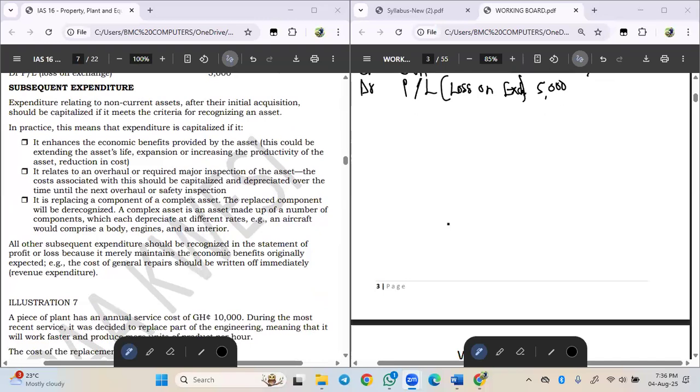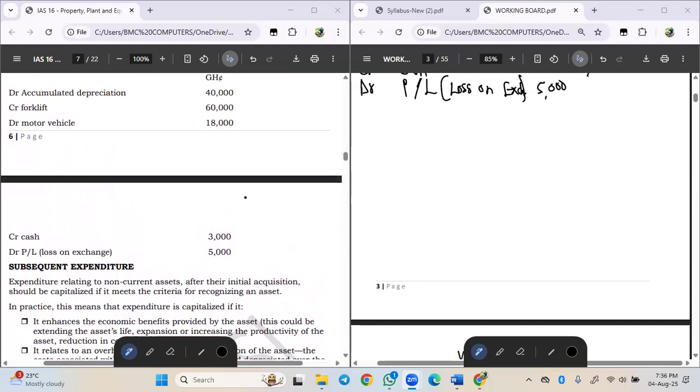Okay, so let's move on to subsequent expenditure. So we are getting to the advanced one. You were about to say something about the depreciation when you were called.